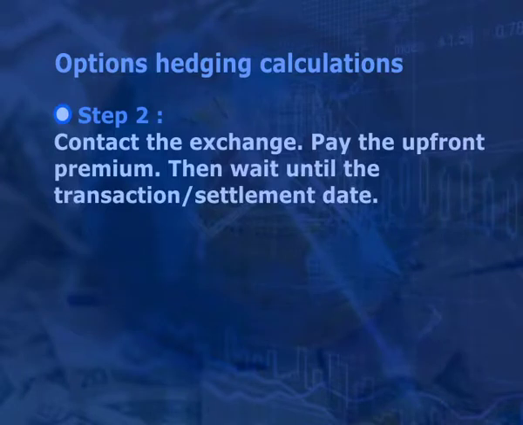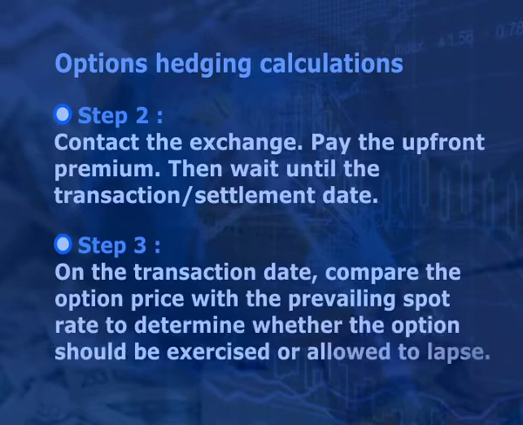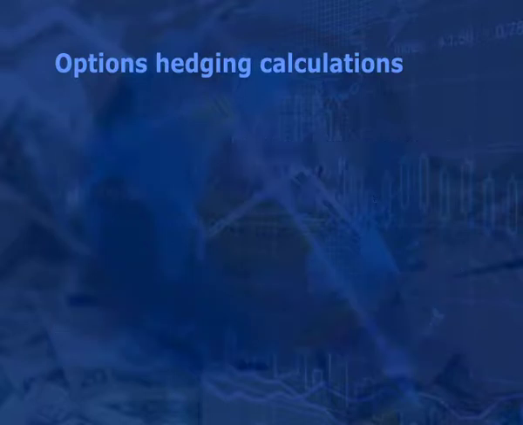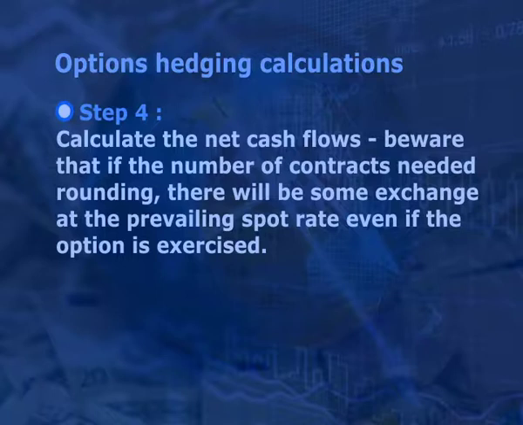Second step, contact the exchange. Pay the upfront premium. Then wait until the transaction or settlement date. Step 3. On the transaction date, compare the option price with the prevailing spot rate to determine whether the option should be exercised or allowed to lapse. Step 4. Calculate the net cash flows. Beware that if the number of contracts needed rounding, there will be some exchange at the prevailing spot rate even if the option is exercised.